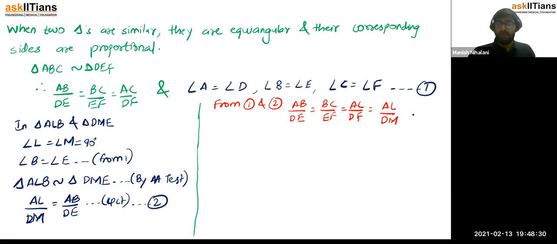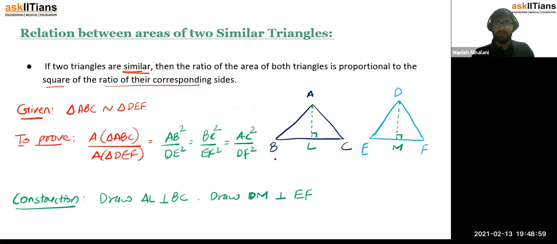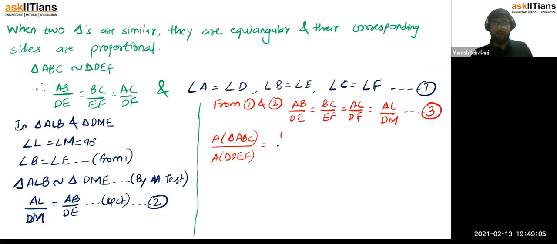AL by DM. This is how we basically say that all these four sides are equal, right? So now we would be talking about ratios of areas. Let's name this equation as equation 3. So let's come to the area of triangle ABC and the area of triangle DEF. In ABC, we have the base as BC and height as AL, so that would be half into BC into AL.